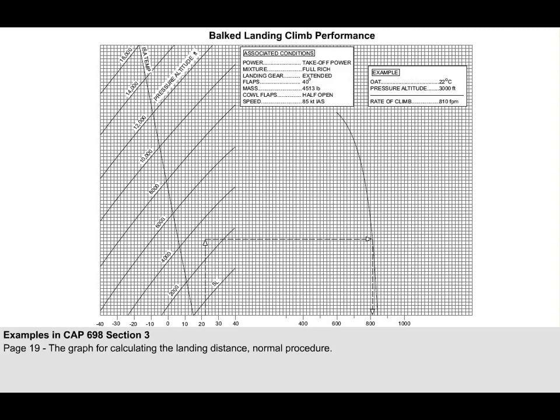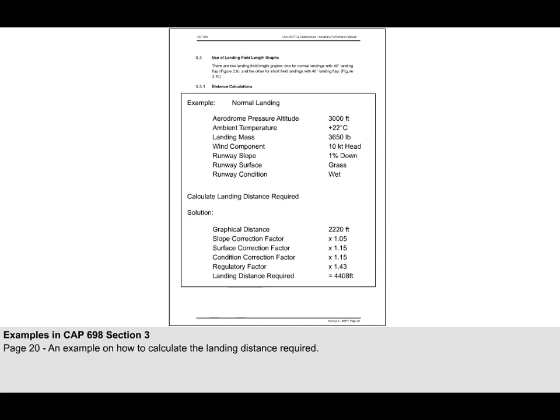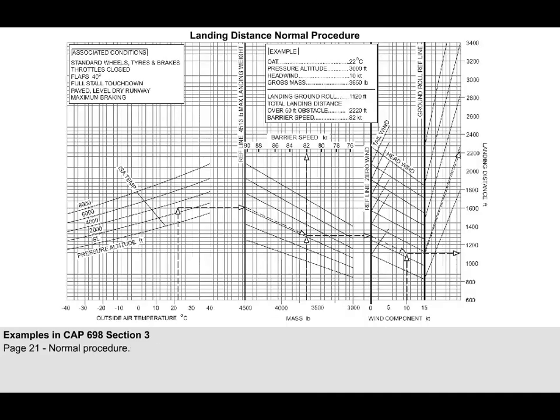If you need to calculate the gradient to check whether you meet the all-engine climb gradient requirement, you must convert this rate of climb to a gradient. If you are unfamiliar with this conversion, either work through the examples of the previous pages which we just mentioned, or else consult previous lessons in the General Performance Principles section. Page 20 is an example you can work through, which is about how to calculate the landing distance required. And this example uses the normal landing distance graph shown on the next page, page 21, as shown here.